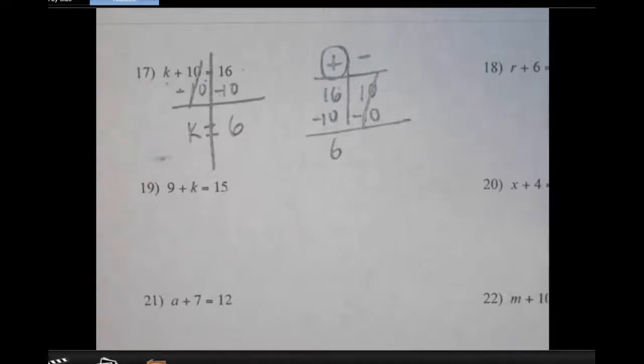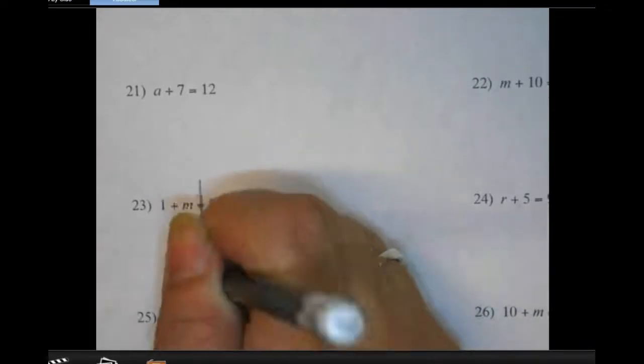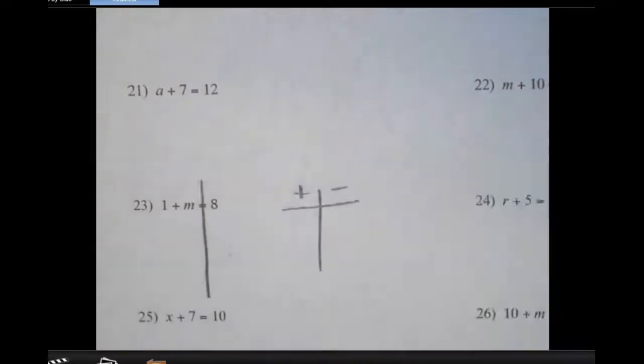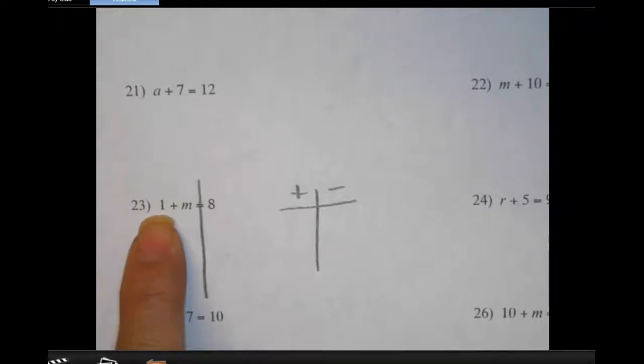Let's do another one. Let's do number 23. Let's look at 23. I'm going to draw my line, and I'm going to make my column. Okay. Is that one positive or negative? But there's no plus in front of it. How do I know that it's positive? Because if it does not have a minus sign in front of it, the number is always going to be positive.